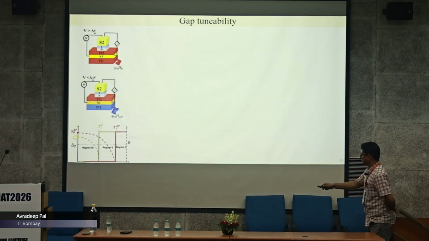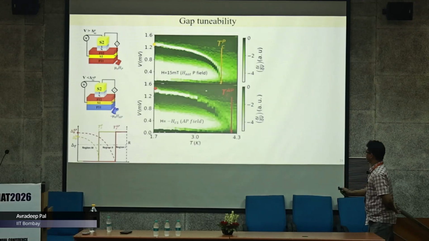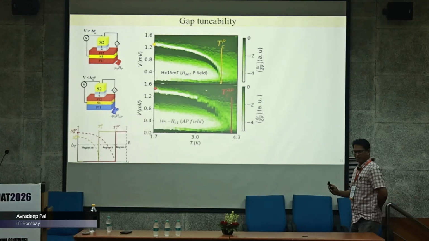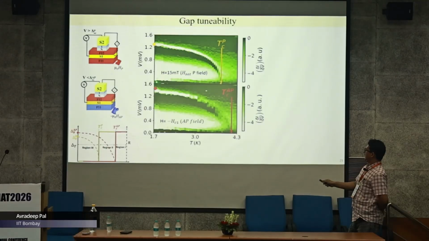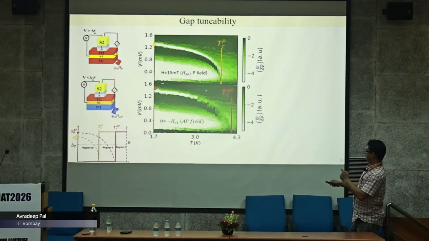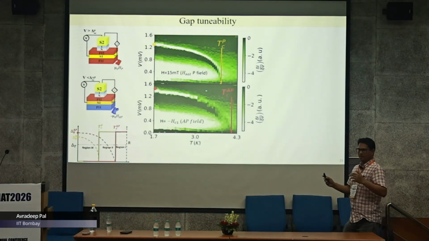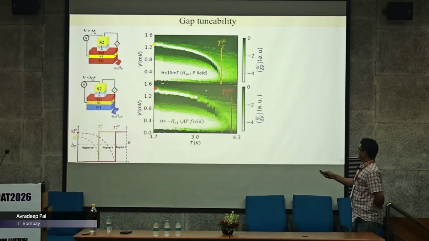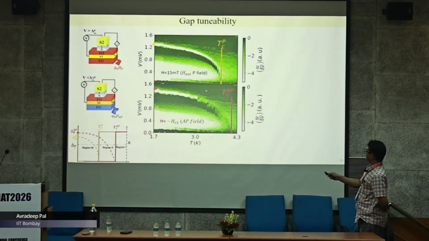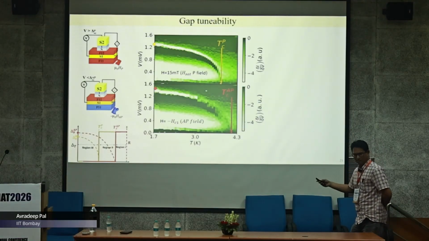I'll show you that the gap should behave in this way. It's expected to behave this way, and these are the results. What I do here is come to a temperature, apply the parallel field or saturate it and go to the antiparallel state, create the antiparallel state, and then I measure the dI/dV, a lock-in based measurement. I do it at one temperature, then move on to the next temperature and again generate that state.